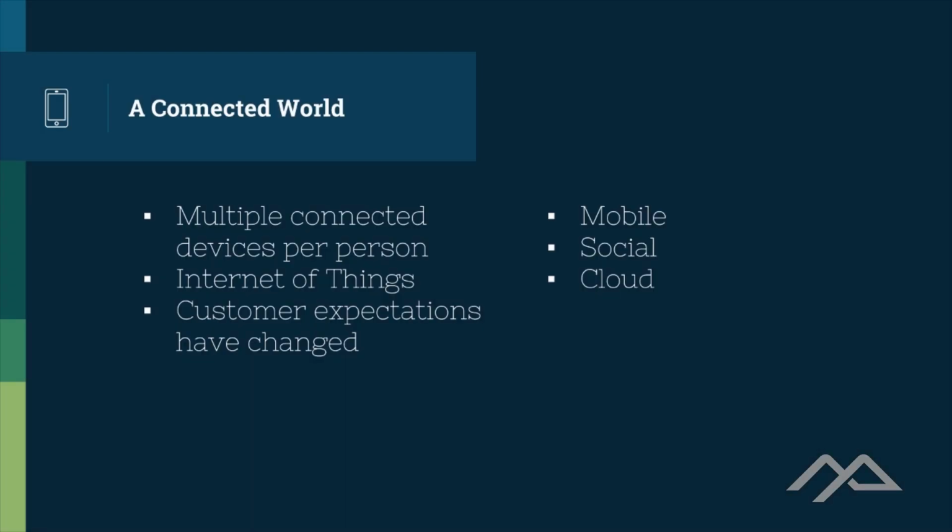We live in a connected world. Everyone has multiple devices connected to the internet. The Internet of Things is only growing, with more and more household products becoming connected, and that means that customer expectations have changed. Customers expect more personalized service. Customer service needs to be accessible anywhere. Businesses need to have a social media presence, and customer data should be stored in the cloud so that it can be accessed anywhere.